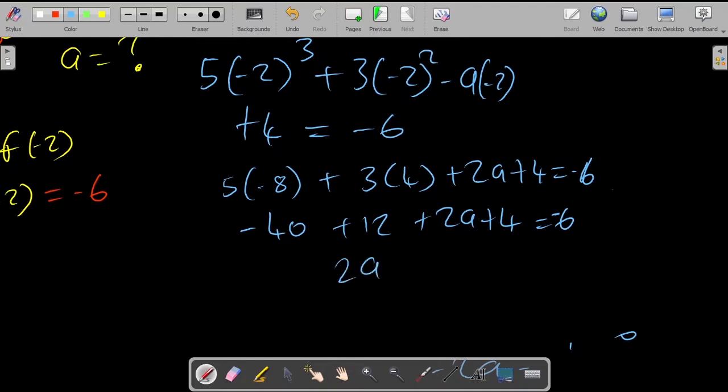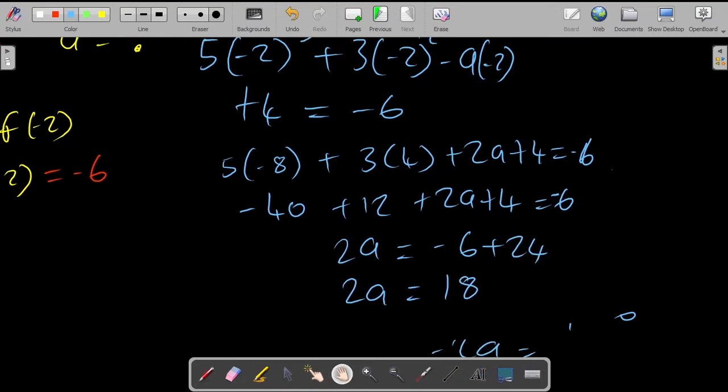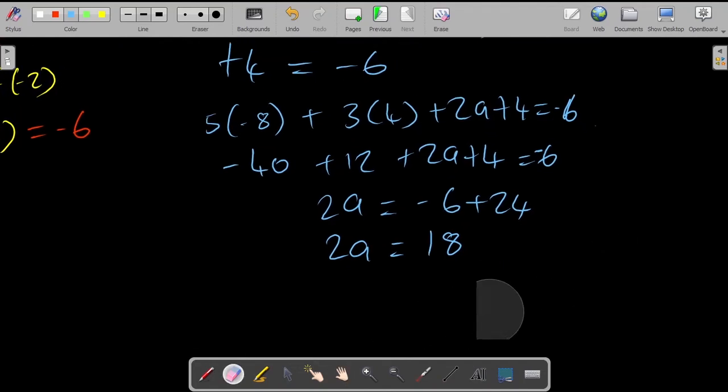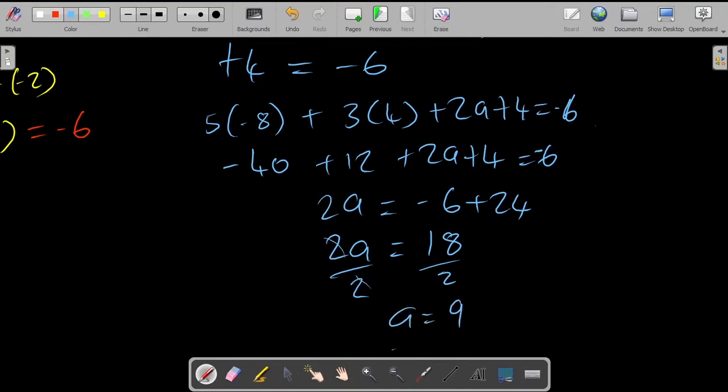And on the left, you have 2a. On the right, you'd have negative 6 plus 40. You can actually add it up if you like, before we take it to this side. So on the left, it would be negative 28, and then add that to 4, it would be negative 24. Taking it to this side, it would be plus 24. Now we have 18, and dividing both sides by 2, your a would then be 9. And that is what the question was asking for.